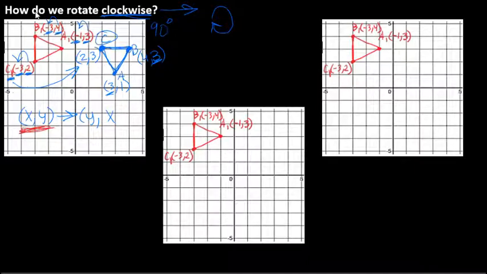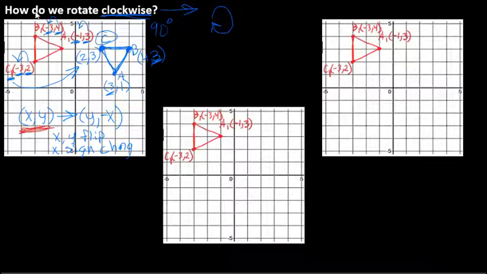So basically, our change was x and y flipped, and we had the x sign change. So that would be our algebraic rule, right?